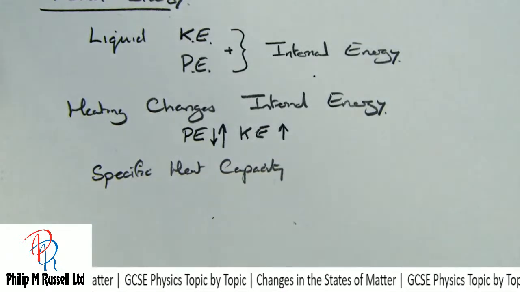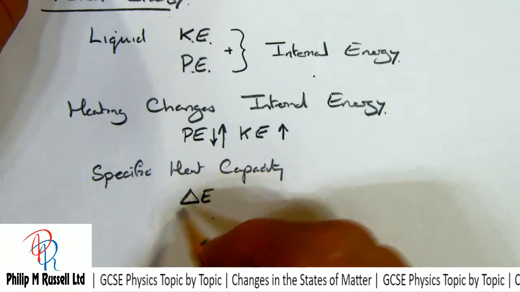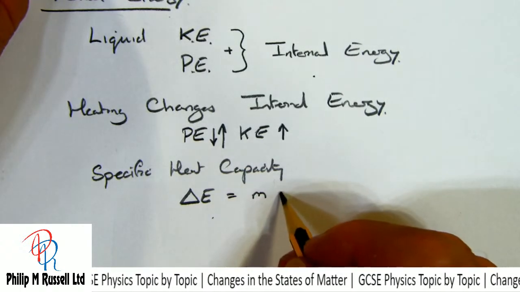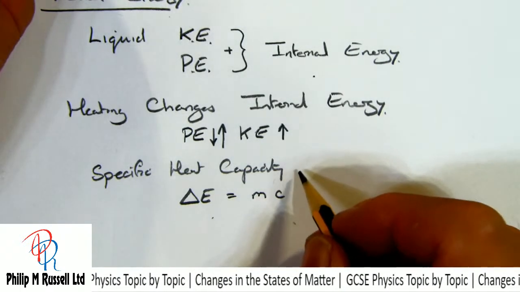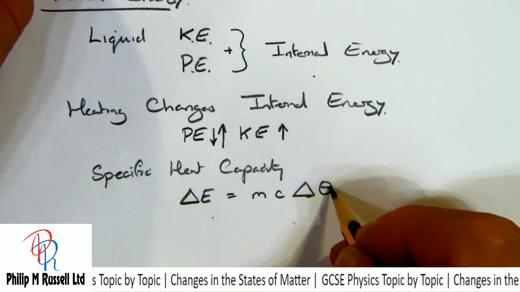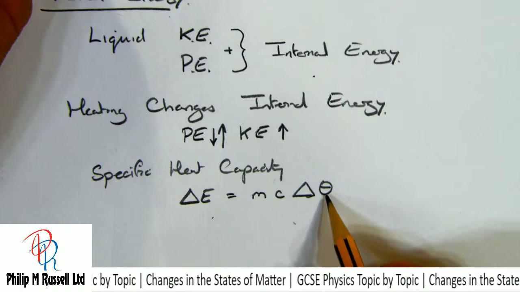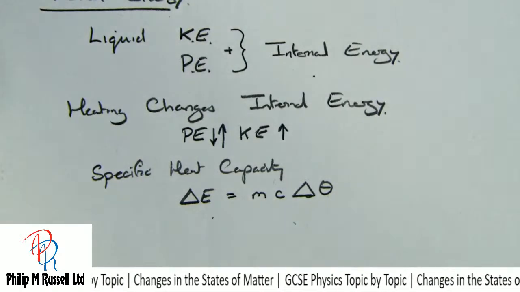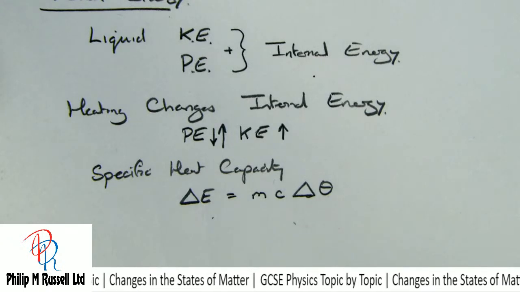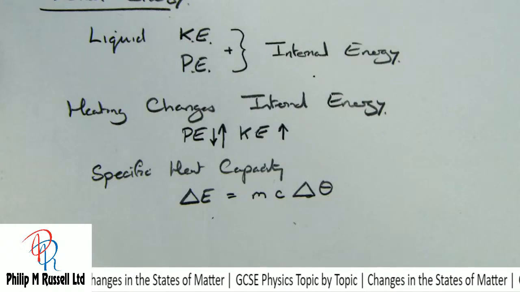I've looked at that in an earlier video, where the change in energy equals the mass times something called the specific heat capacity times the change in temperature. We often refer to temperature as this symbol theta. When the physical state of a substance changes, the total potential energy of its particles will also change.